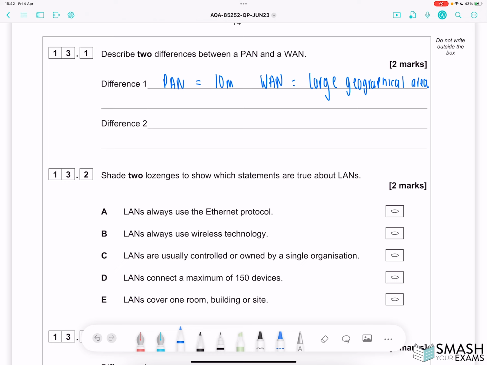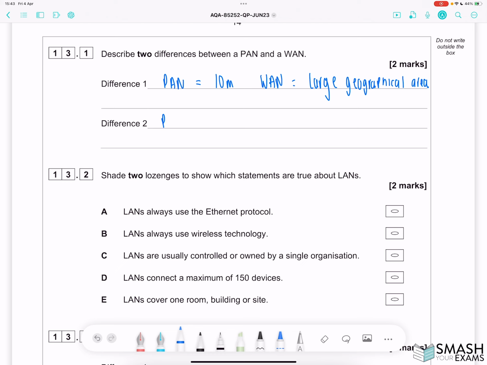A second difference, there's quite a few actually that we could choose from here. Let's see, a PAN would only connect very few devices. A WAN would connect lots and lots of devices together. A PAN would only be used by one person, whereas a WAN would be used by multiple people, multiple organizations, and so on. A PAN's using a person's hardware, their own individual hardware, whereas a WAN's using external hardware and things. So there's lots of things we could put down as our answer there.